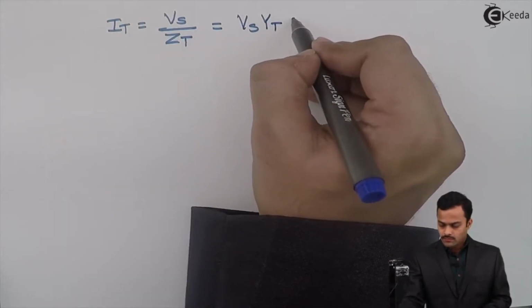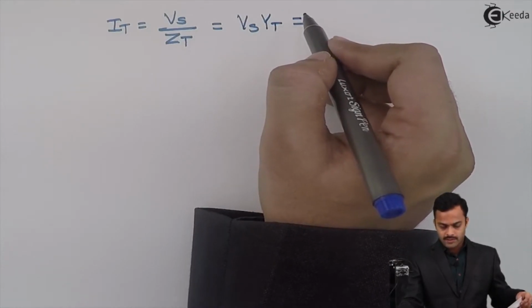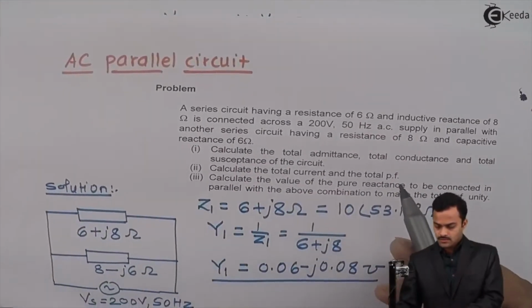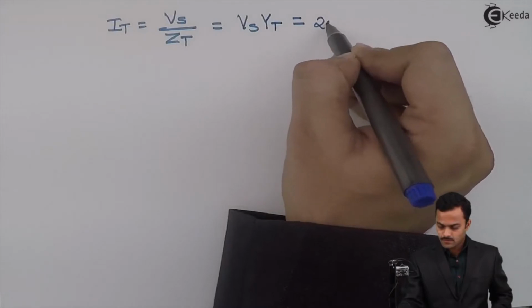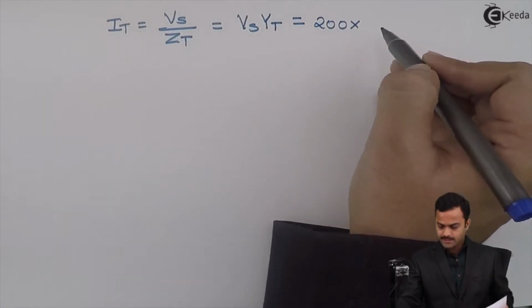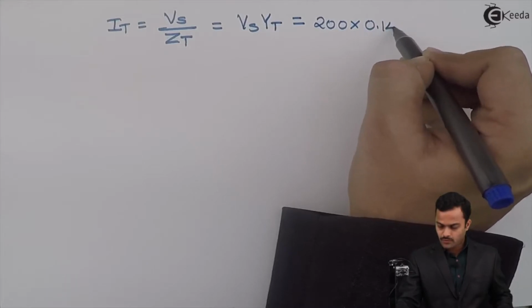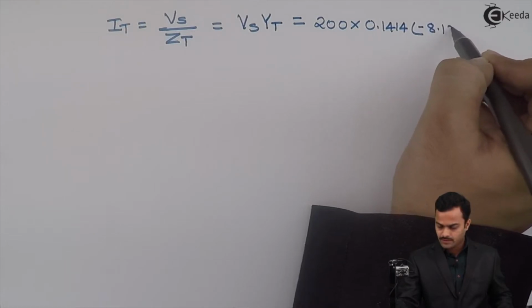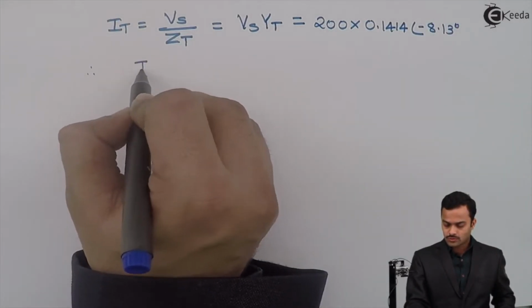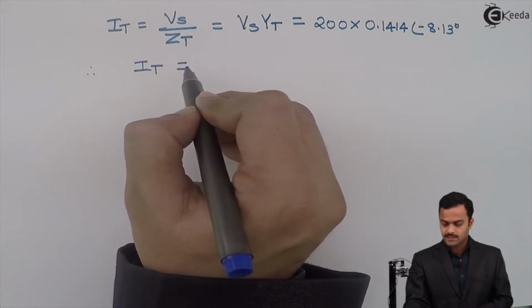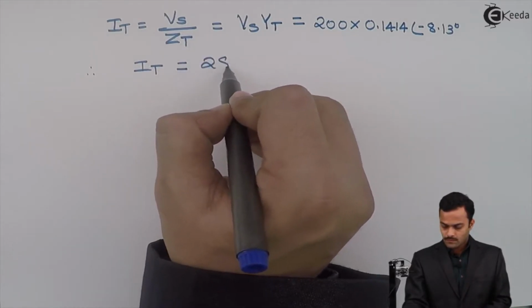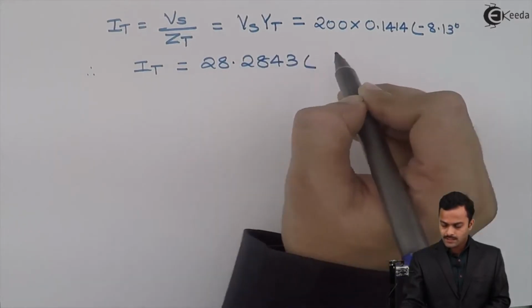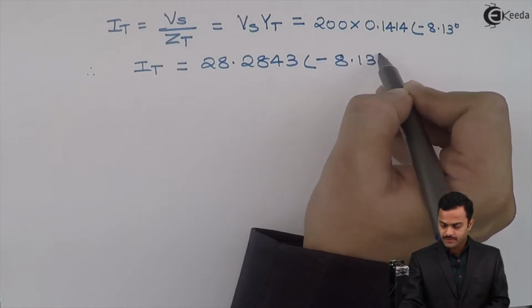So the voltage given over here is 200 volt, so it's 200 multiplied by Yt, which is 0.1414 at an angle minus 8.13. So if we solve, the total current in the circuit It equal to 28.2843 at an angle minus 8.13 degree ampere.